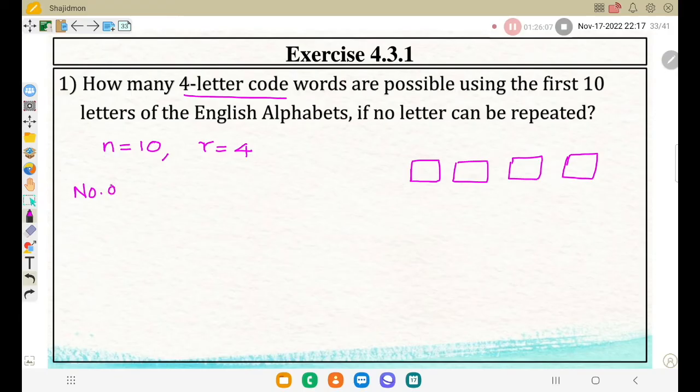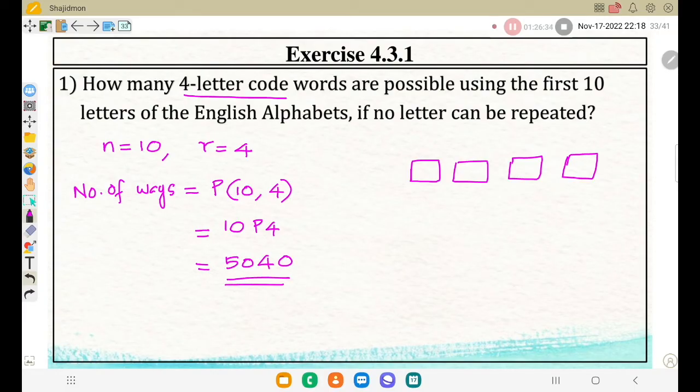Number of ways equals permutation of 10 objects, taking 4 at a time. So P10 4. What is P10 4? You can enter it in the calculator like this, 10P4, and you will get the answer 5040 ways. Correct? 5040 ways.